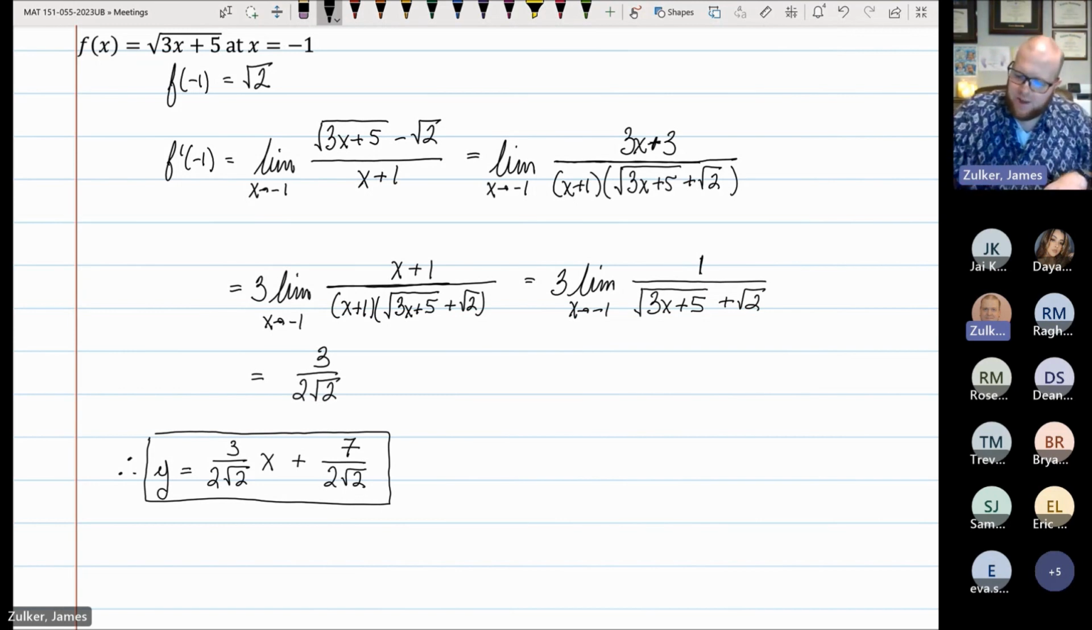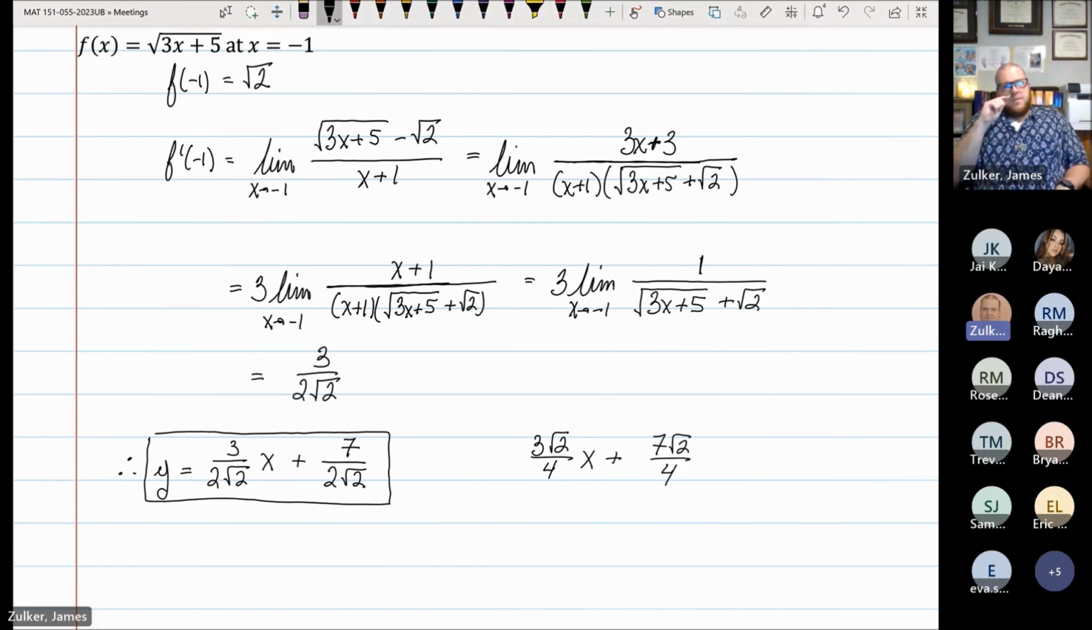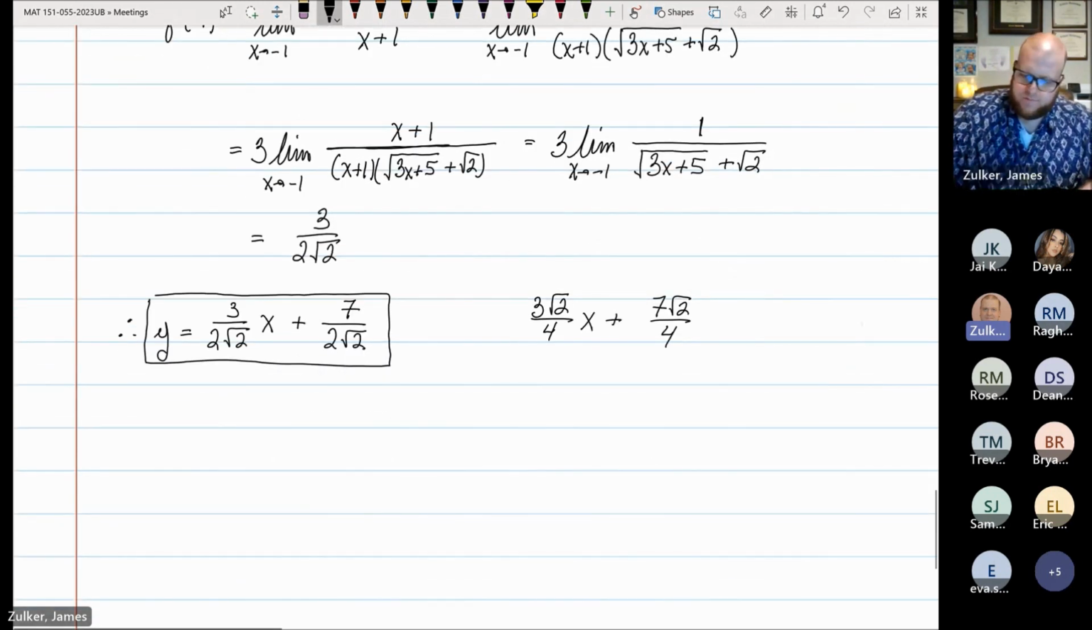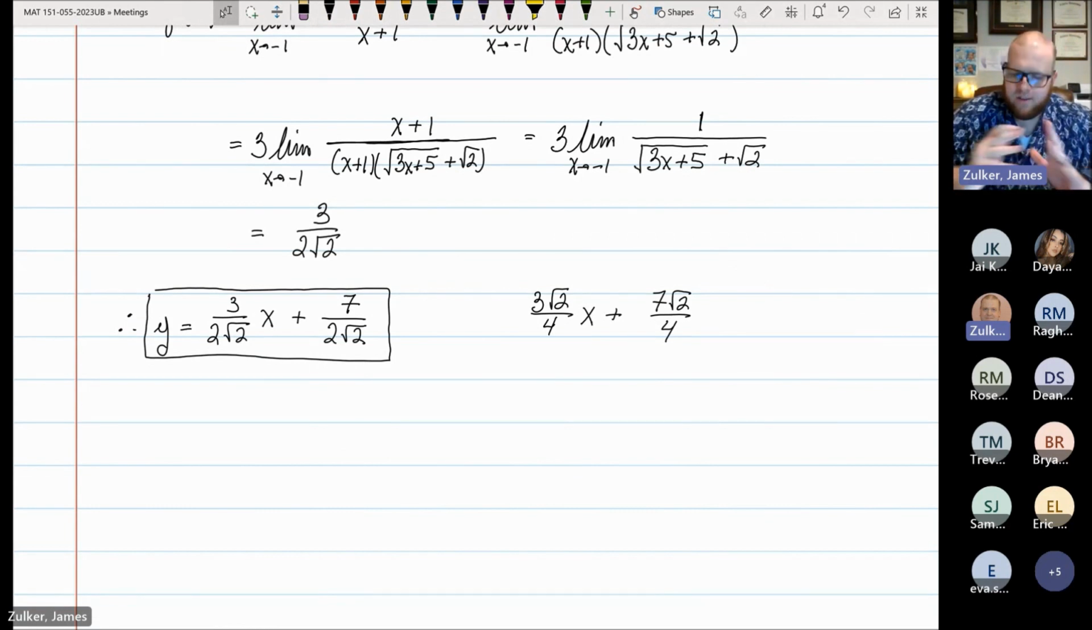And if you did decide to rationalize it, you're not wrong. That's what you would have. Right. You also wouldn't be incorrect if you decide to write this as a single fraction. Right, that would also be accepted.